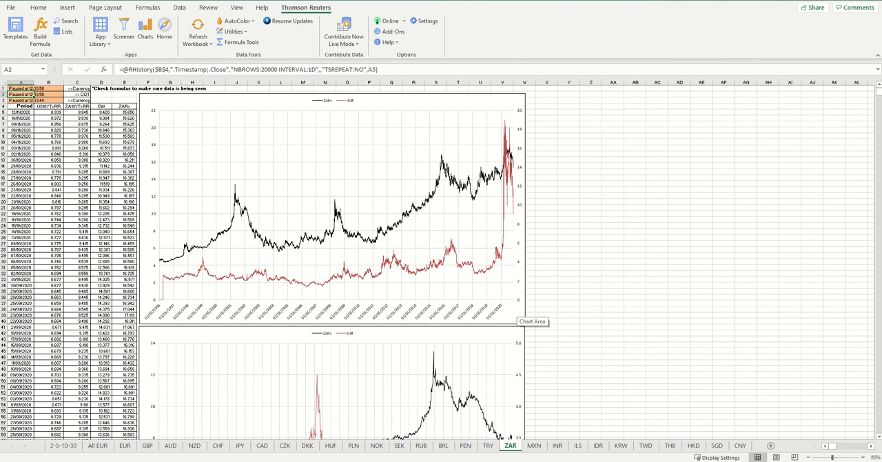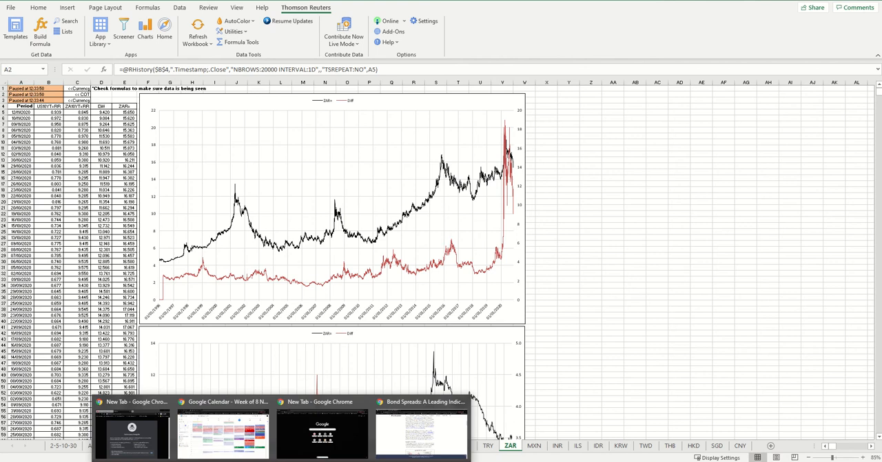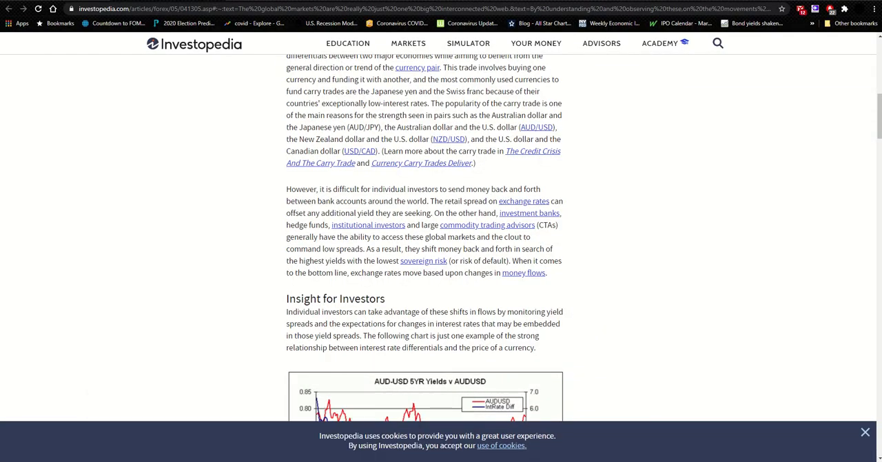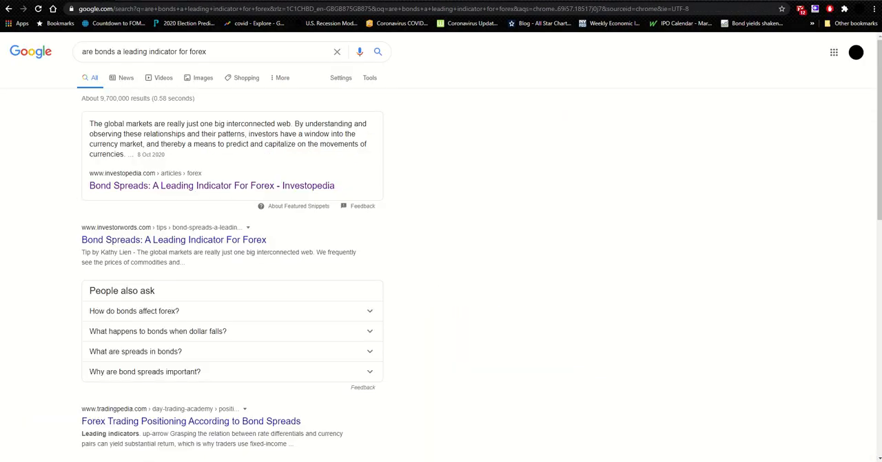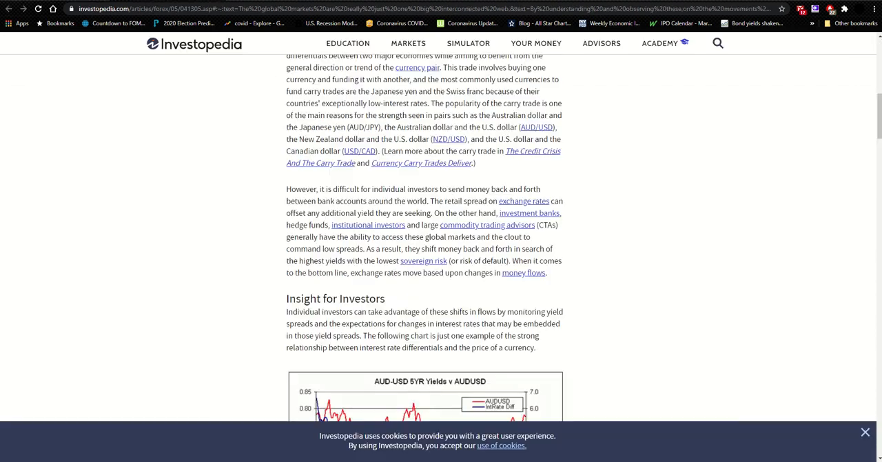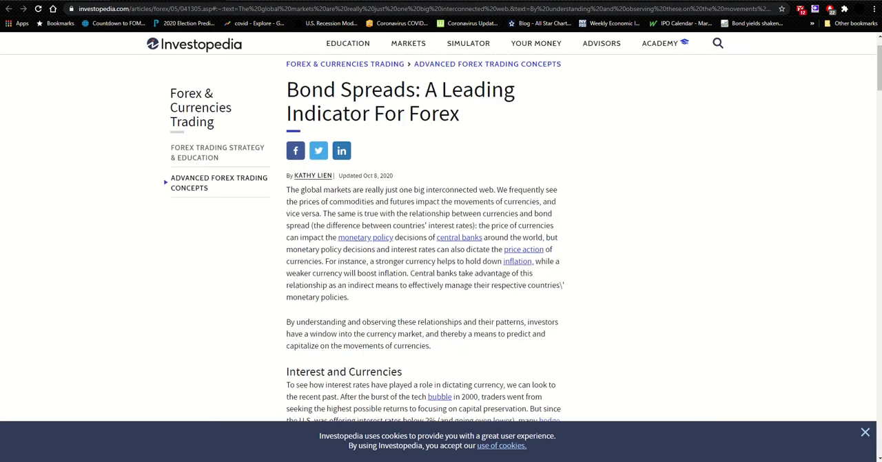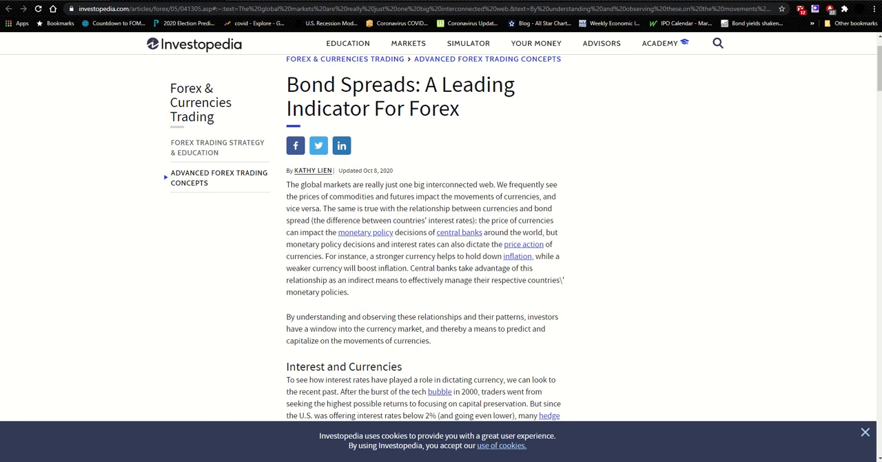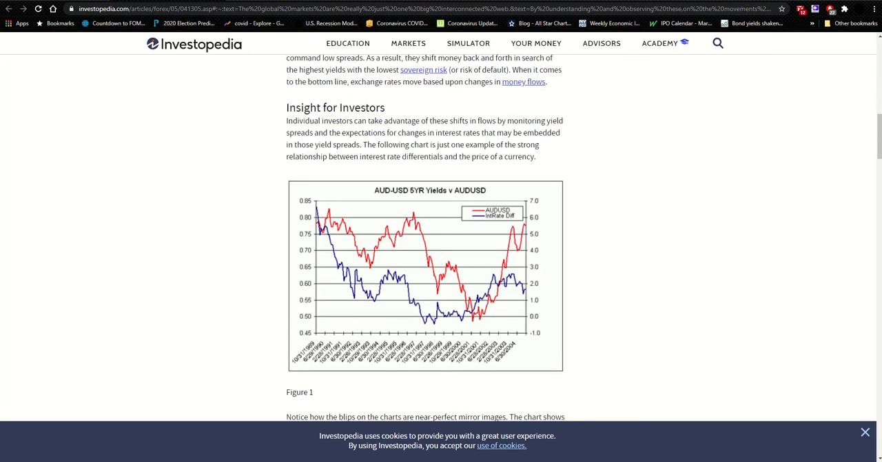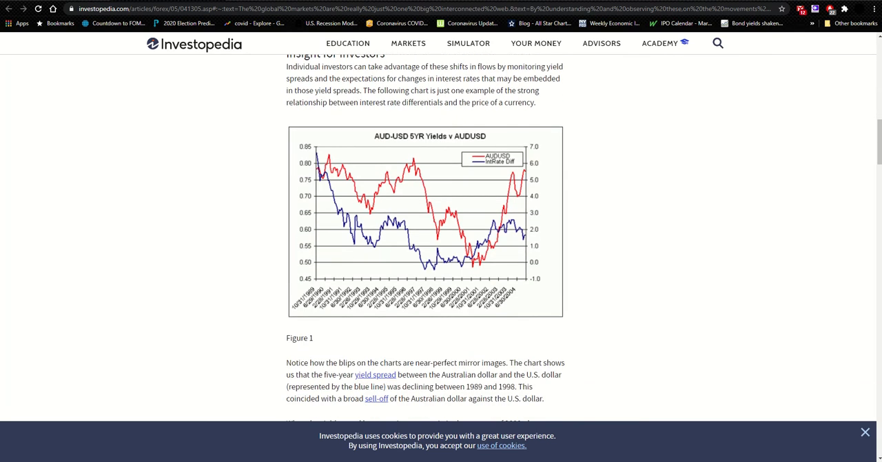So if that's not enough, we can just Google search. Here we go. Are bonds a leading indicator for Forex? The first research result is open, and we can go to the top and it says bond spreads a leading indicator for Forex. Well, isn't that handy? And then we have the Australian Aussie dollar here and how you can go about doing that.